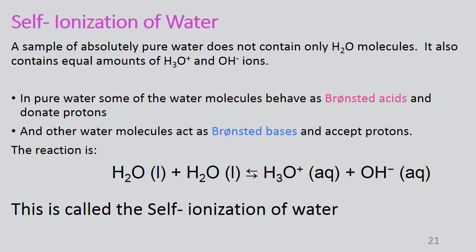Some of the H2O molecules will act as acids and will donate a proton. Some of them will act as bases and accept a proton. And so this is called the self-ionization equation. So you can see that if we have two waters, they can react to give us H3O plus and OH negative.